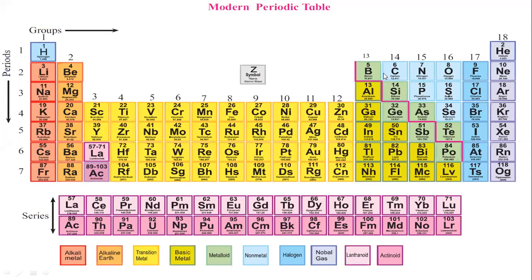So what will happen across the period as we move from boron to fluorine? Electrons are added in the same shell. So what is the effect of this? Effective nuclear charge will increase. As the effective nuclear charge on the nucleus increases, it pulls the electrons towards itself. So atomic size will decrease across the period, and in a group from top to bottom, atomic size increases.